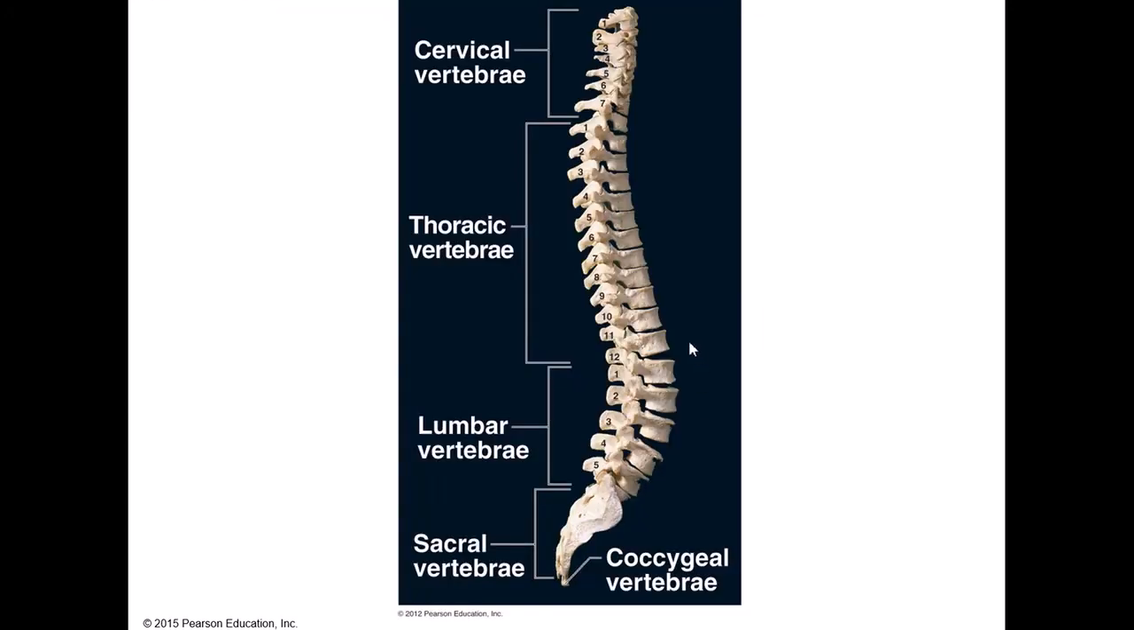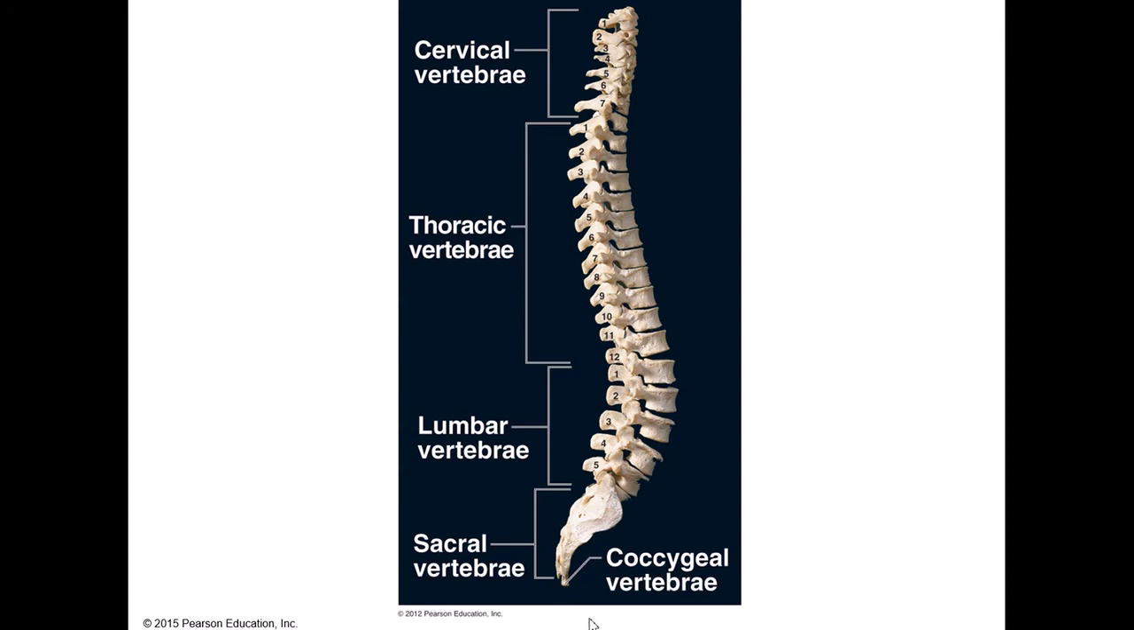Here's a model showing the vertebrae again, the 7 cervical. All these are the 12 thoracic, all the way down, and then the 5 lumbar. We have the sacrum, and a little bit over here you can see the coccyx.